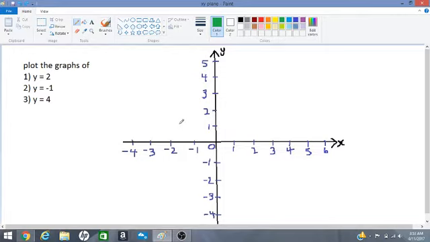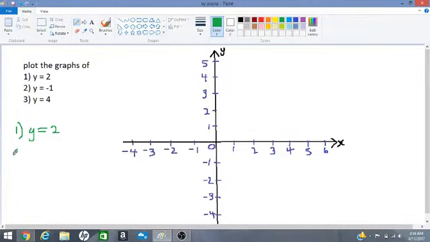We have to plot graphs of y equals 2, y equals -1, and y equals 4. So let's start with number 1. We have y is equal to 2. So y is now a constant. So y is always 2. That's what this equation means.